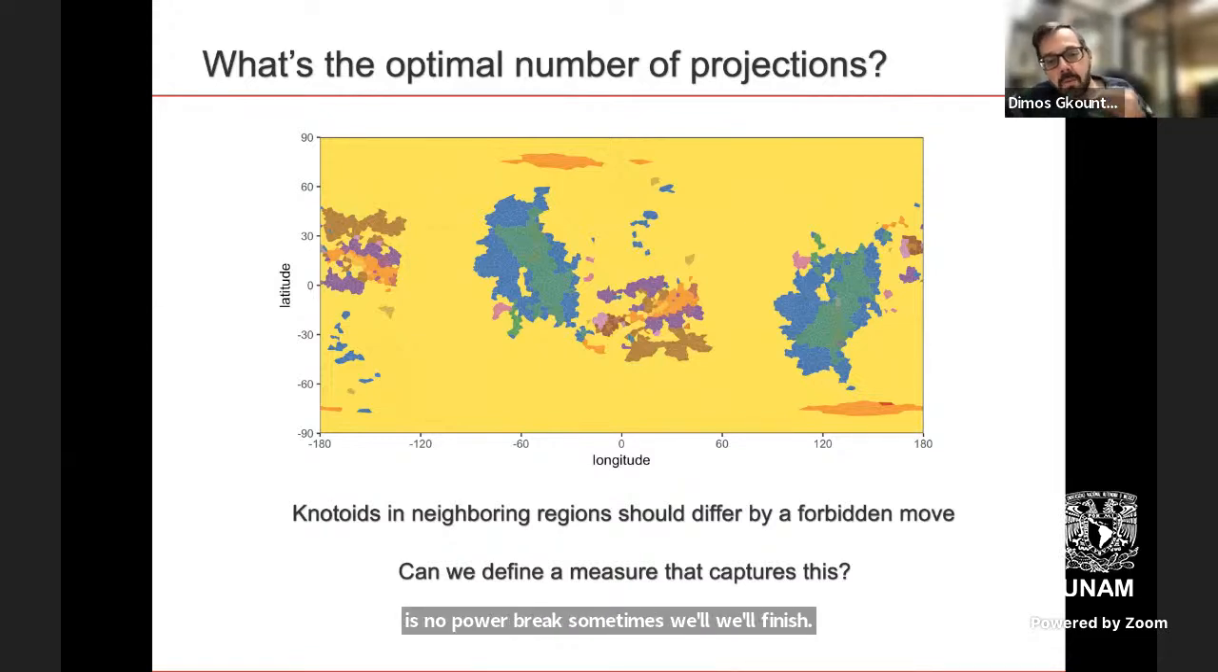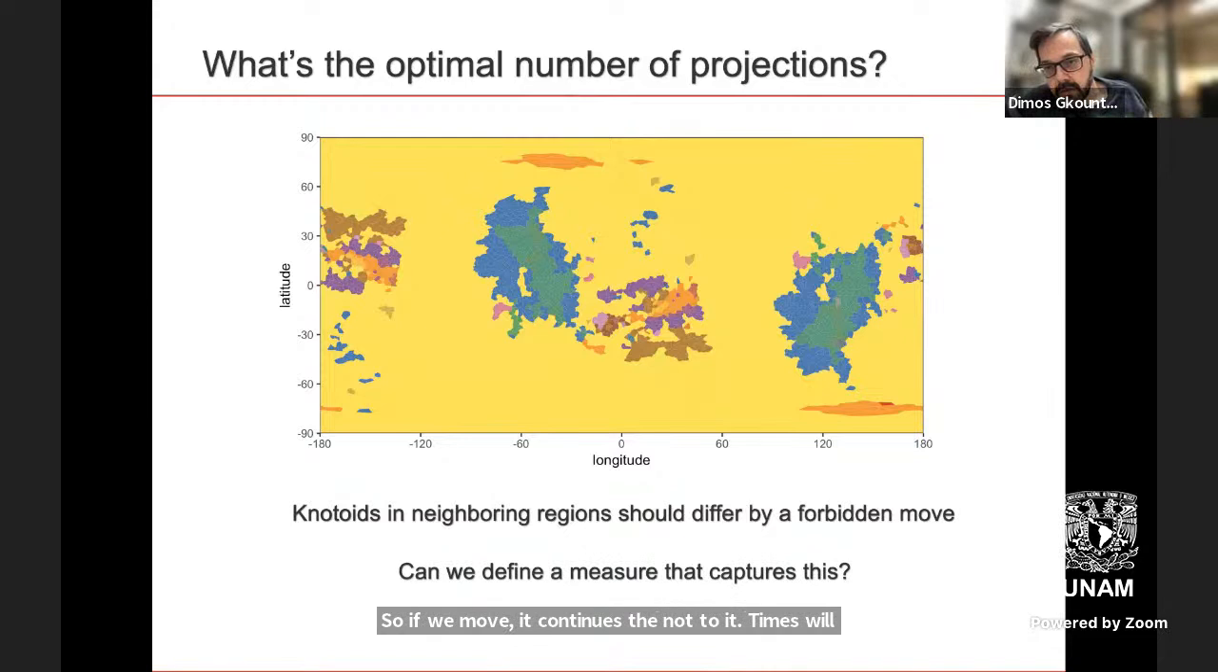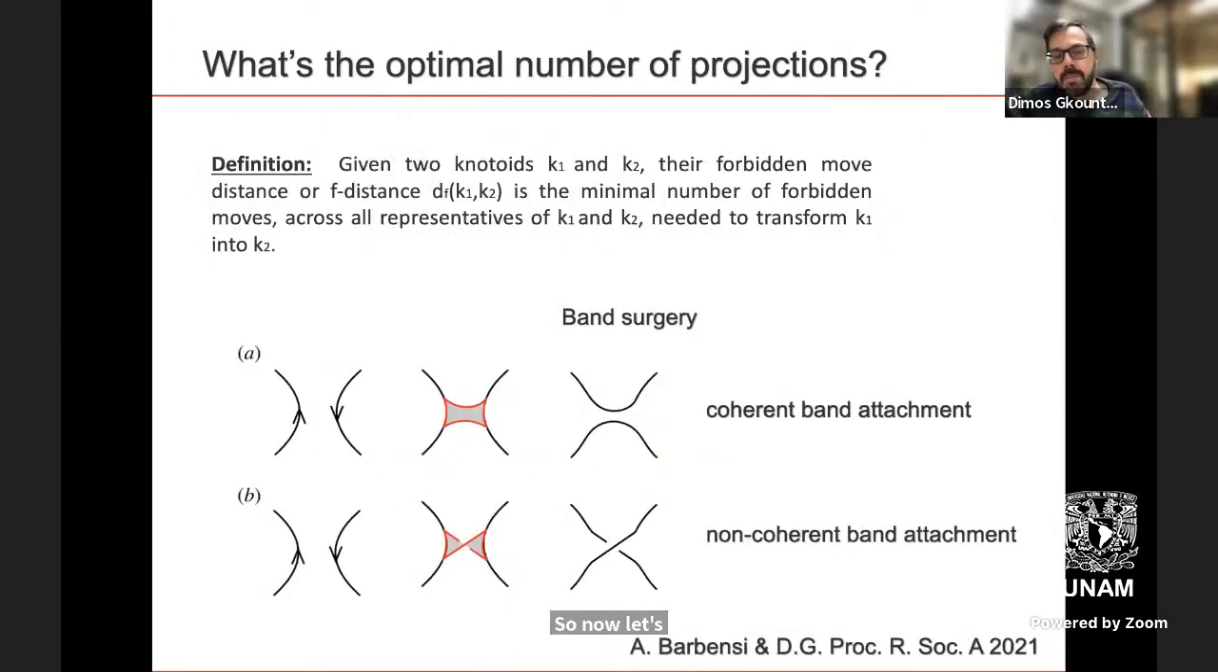So is there a way that we can define a measure that captures the optimal number of projections for a specific protein? Okay, and the assumption that we make here is that all of these moves around the globe are continuous. So if we move continuously, the knotoid types will change based on the forbidden moves that we introduced in the beginning. So we are assuming here that neighboring regions of different color differ by a single forbidden move. So now let's define the forbidden distance.